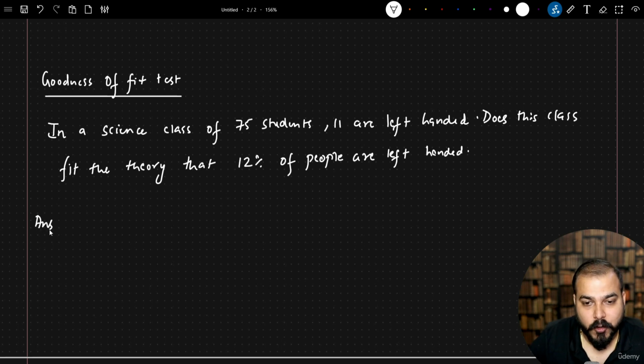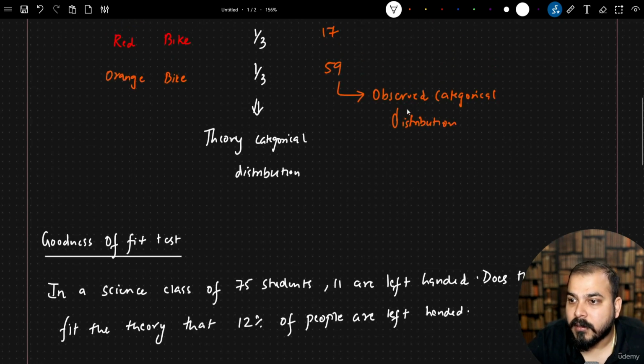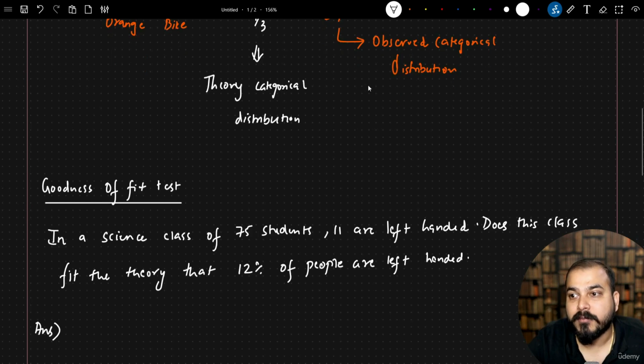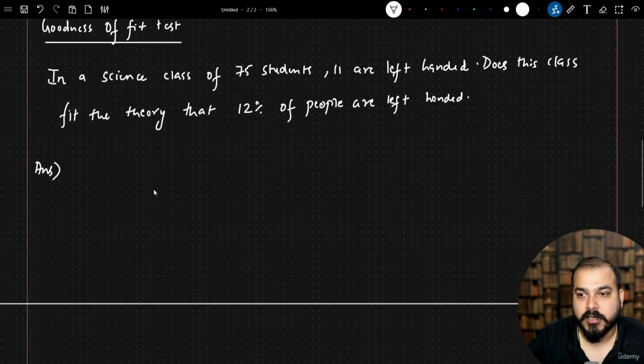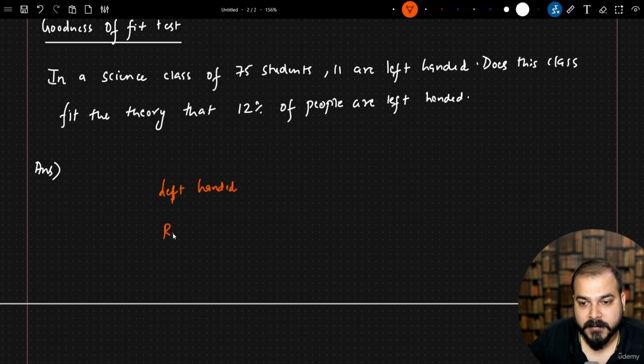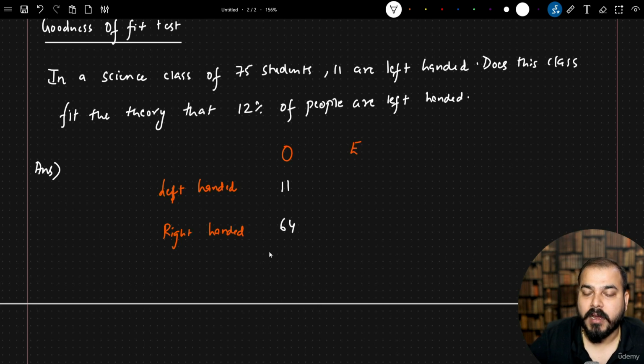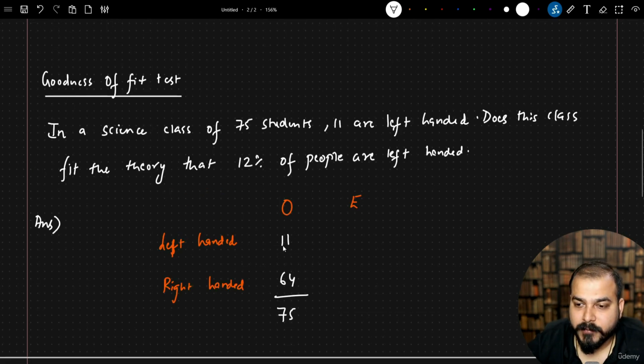So how do we go about calculating the theoretical categorical distribution and the observed categorical distribution? The theory and observed information need to be there. First of all, the information I have is left-handed and right-handed, so these are obviously my two categories. Observed is 11 left-handed and the remaining 64 are right-handed, so the total is 75 people.